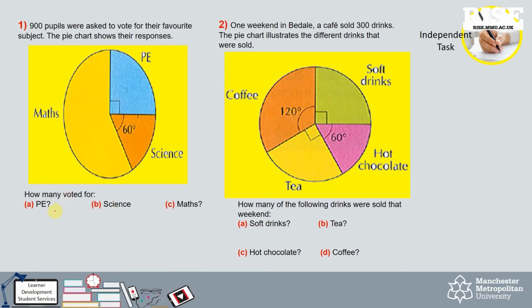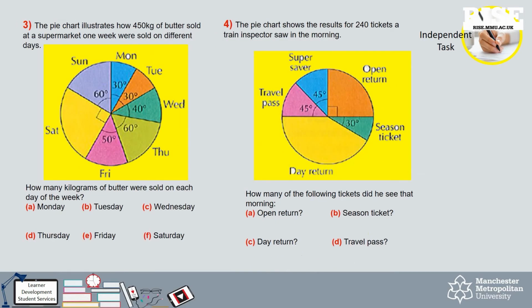In question 1 then, we have 225 pupils voting for PE, 150 vote for science, and 525 vote for maths. From the cafe, there were 75 soft drinks sold, 75 teas sold, 50 hot chocolates, and 100 coffees. Have a go at these two questions now. Again, pause the video, and when you're ready for the answer, press play.